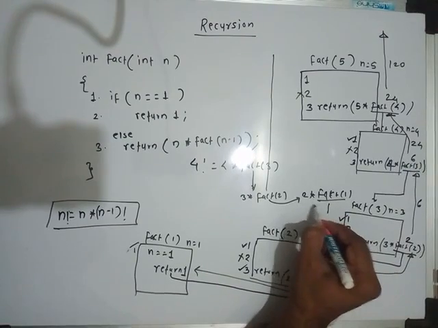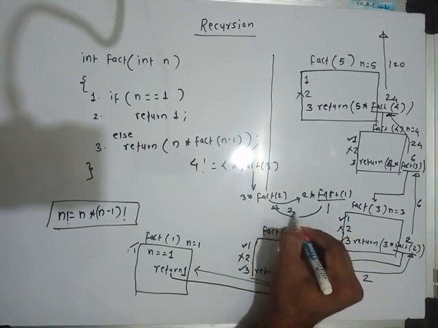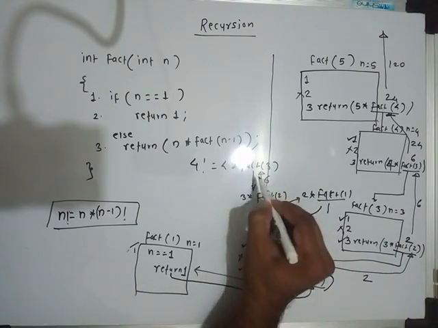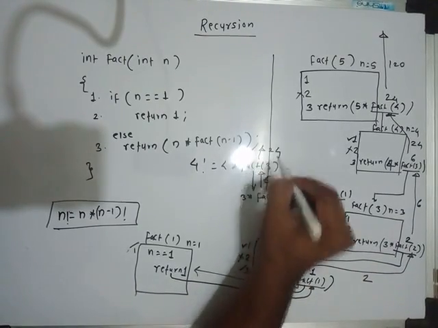Then from here we'll return 2. 3 into 2 is 6. So 4 into 6 is 24, which will be returned from here.